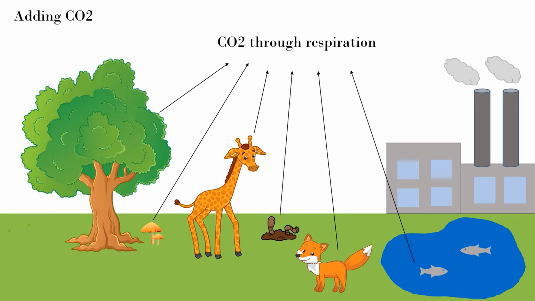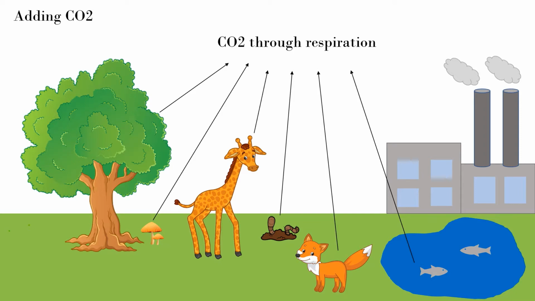Alright, so I have this little setup here with some animals, plants, a pond, and a little factory in the background that seems to be out of place, but it's still relevant for how I'm going to describe this process. Let's begin with the processes that add carbon to our atmosphere.